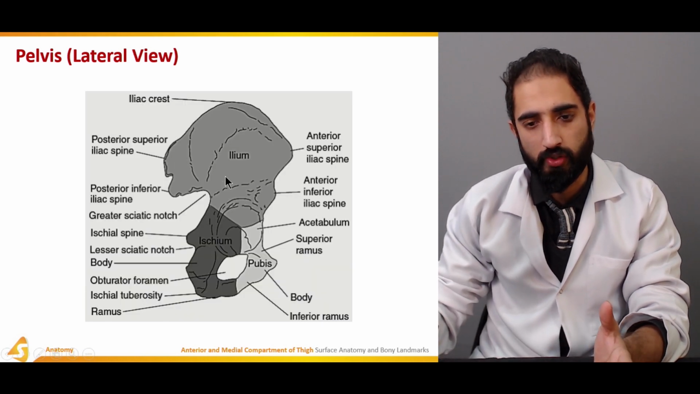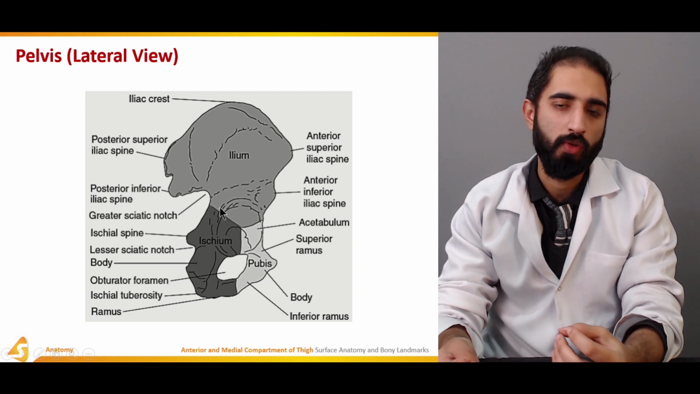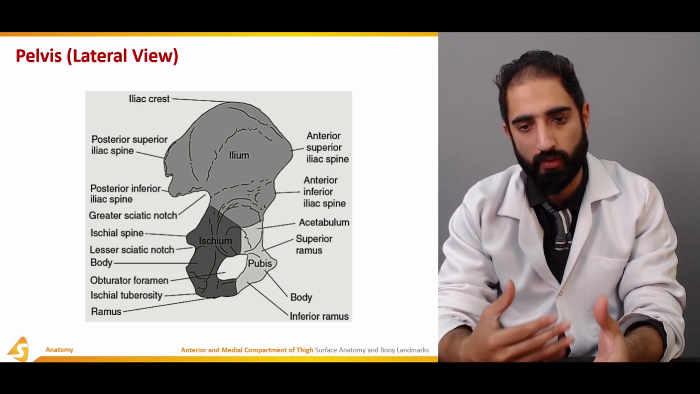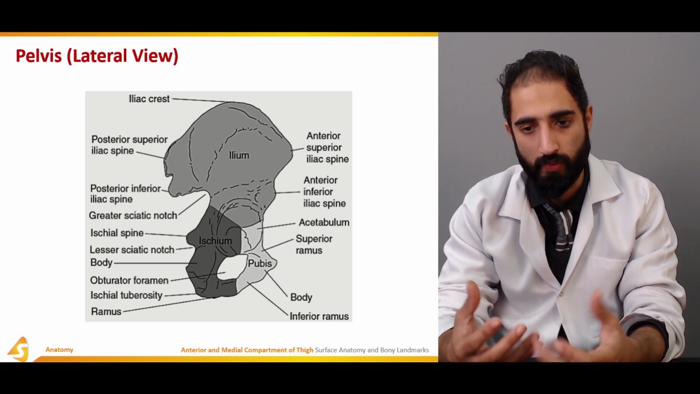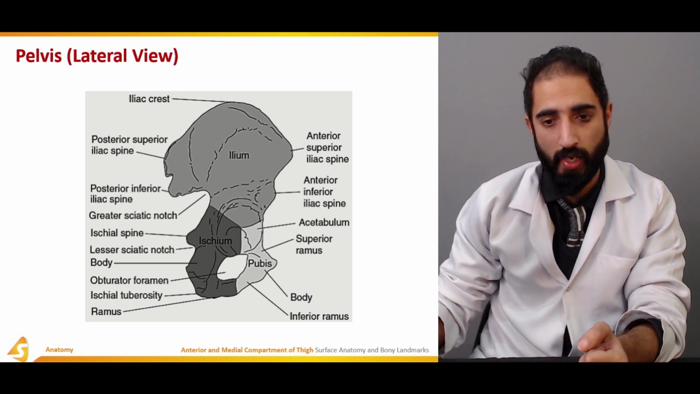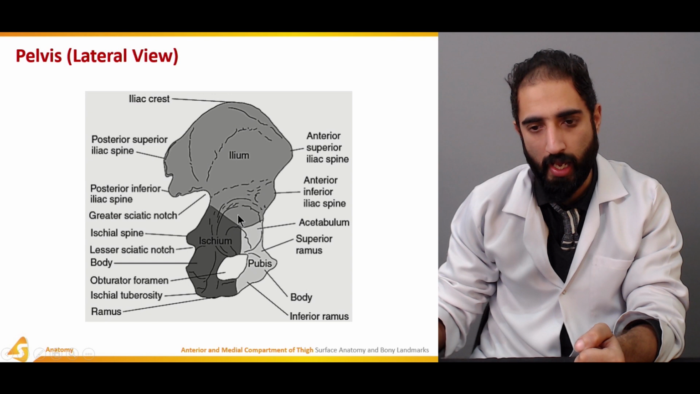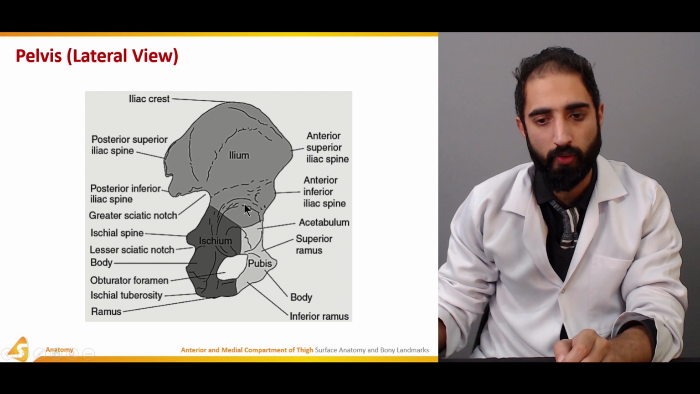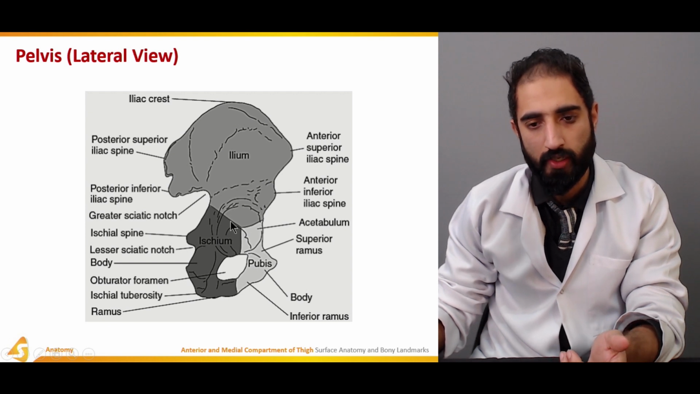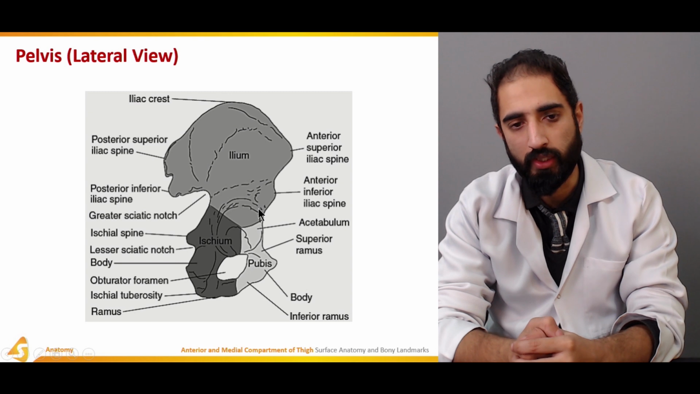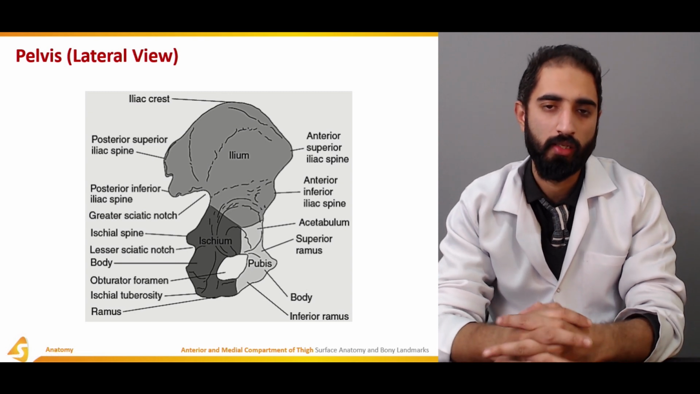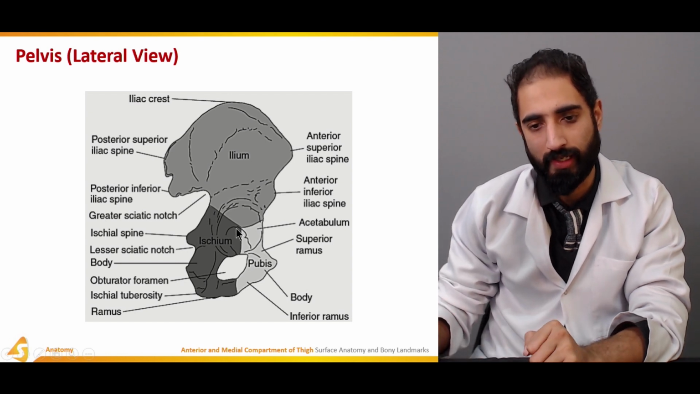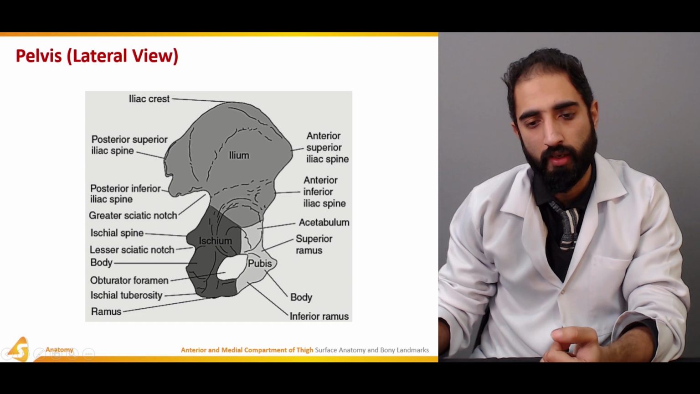So here we have a picture. First of all, one important thing that we need to identify whenever we are taking a look at the ilium, we need to confirm whether it is the medial or the lateral aspect. So this is actually the lateral aspect, because we have the acetabulum visible from this side. So acetabulum is on the lateral aspect of the innominate bone. So if the acetabulum is here, it means that it is the innominate bone of the right side.